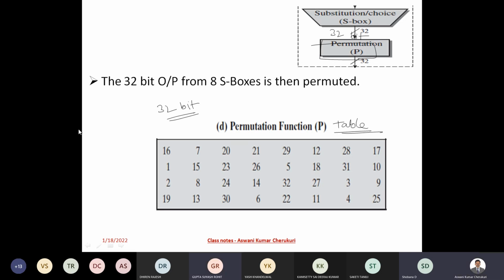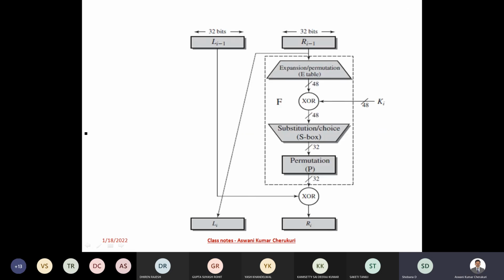It's fairly simple and straightforward. If you look at the overall process, this is what we discussed. On the plain text side, we took the 64-bit block and permuted it. The permuted block is divided into 2 halves. We pick the right half, expand it to 48 bits, and the expanded 48 bits are combined with the key.